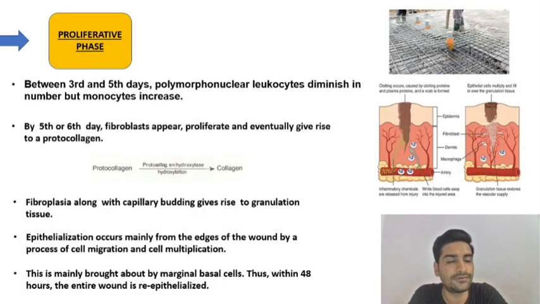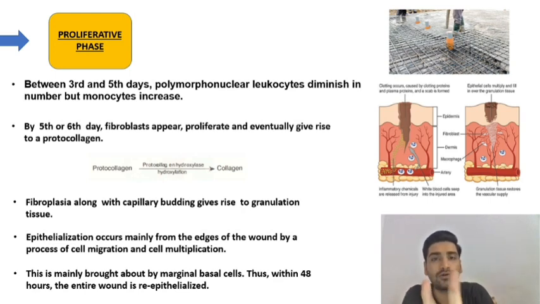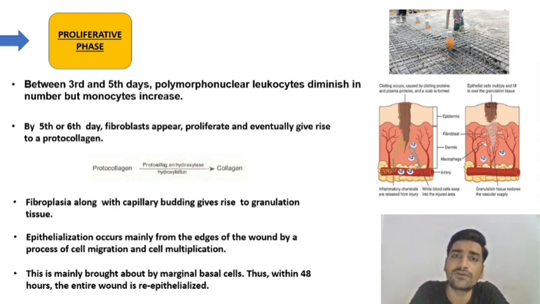Now what is the proliferative phase? Now you have ended 2 days, 48 hours are over. Now moving on to the third day after the injury or wound, right? So between third and fifth day, the polymorphonuclear leukocytes are going to diminish. That means the police is going to go and something else is going to come. Now what is going to come? That is monocytes. The monocytes are again your white blood cells, leukocytes. So they are going to increase in number.